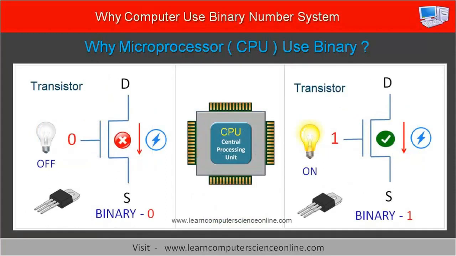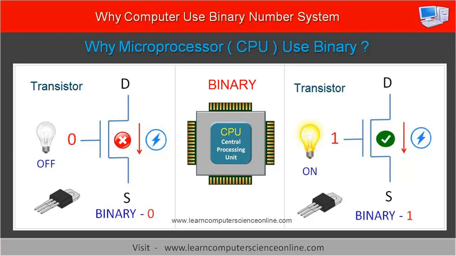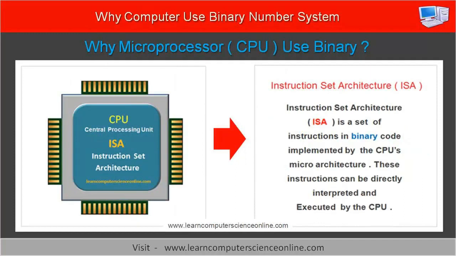The transistor is made up of silicon, which is a semiconductor material. The transistors inside the CPU function as micro-switches that can be programmed to be in either the switched on or switched off state. When the transistor is in the on state, it represents the binary number 1. And when the transistor is in the off state, it represents the binary number 0. And for this reason, the microprocessor within a computer system can be programmed to execute only program instructions in binary. Another important factor that makes binary suitable for the computer system is the microarchitecture of the processor chip itself.